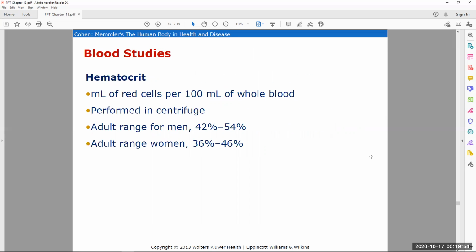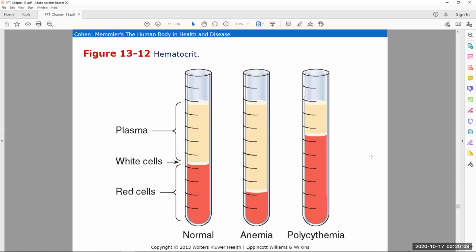All right, so blood studies in terms of hematocrit levels. So per 100 milliliters of whole blood, the adult range for men for the hematocrit is 42 to 54, and for the women it is slightly less, 36 to 46. Let's have a look. So here you see, in terms of the hematocrit, the plasma, white cells and red. This is the normal that is shown here. One of the things we will notice for anemia, of course, is the red blood cell count is down significantly when compared to the normal. And for polycythemia, we notice an elevated amount of red blood cells, decreasing plasma.